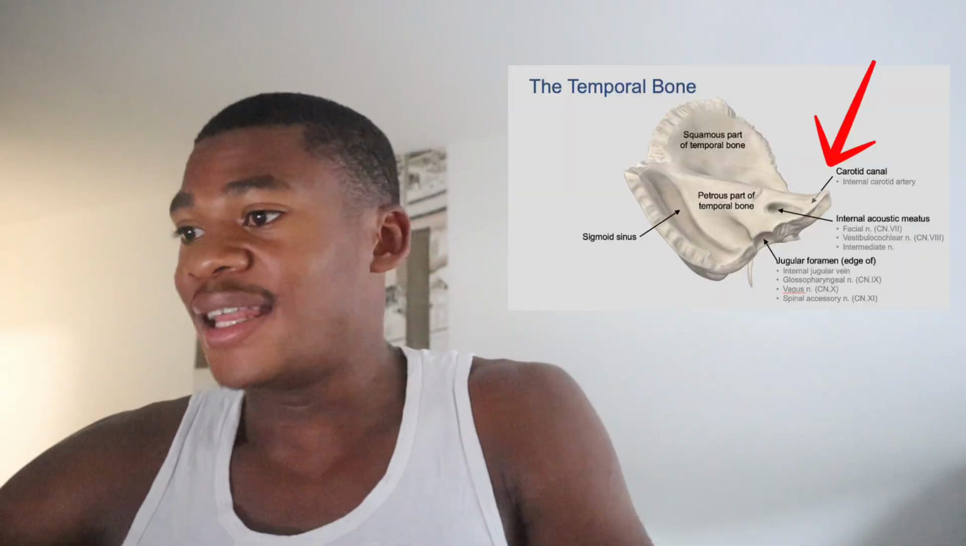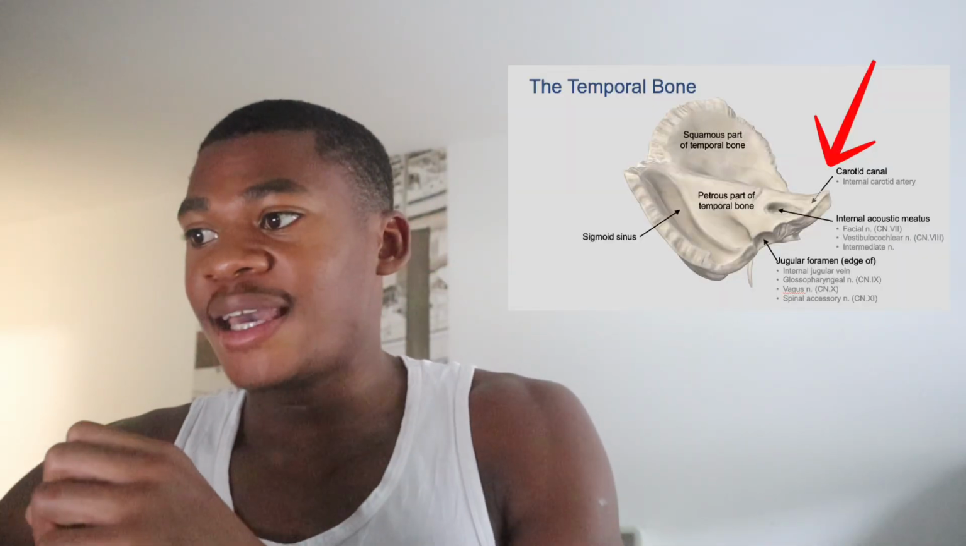All right. The next part of the temporal bone, you have your carotid canal, and that's basically a bony passage located within the petrous part of the temporal bone, and it's going to allow passage for your internal carotid artery to pass from the neck to the cranial cavity.